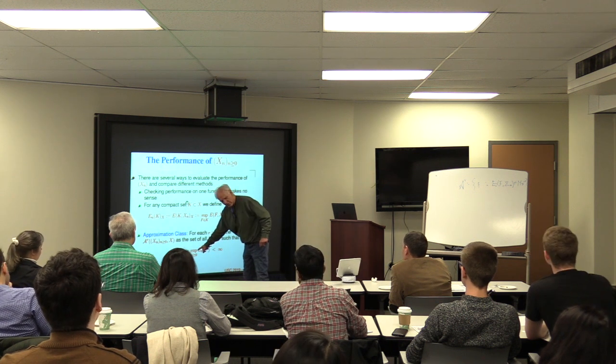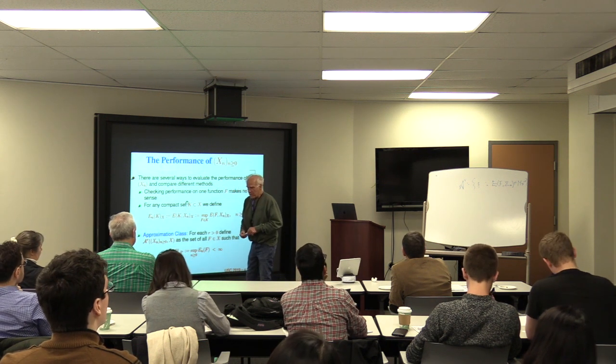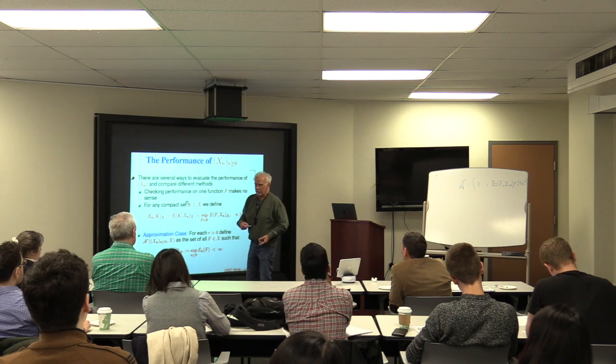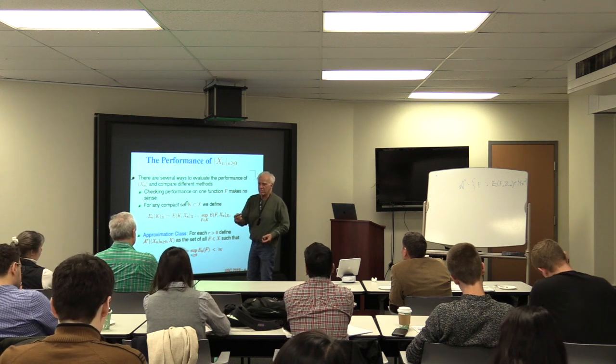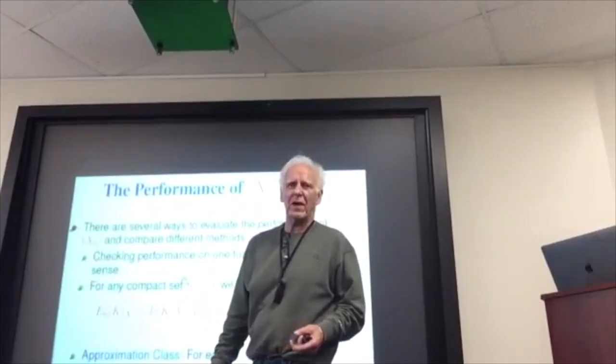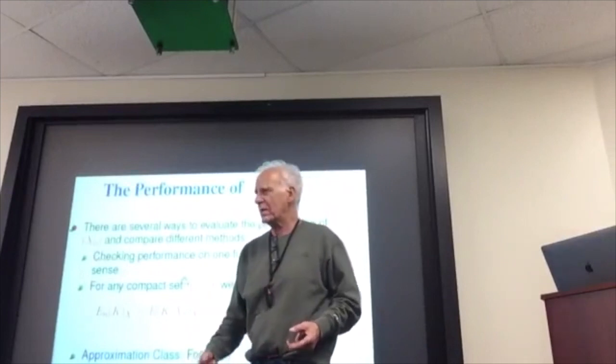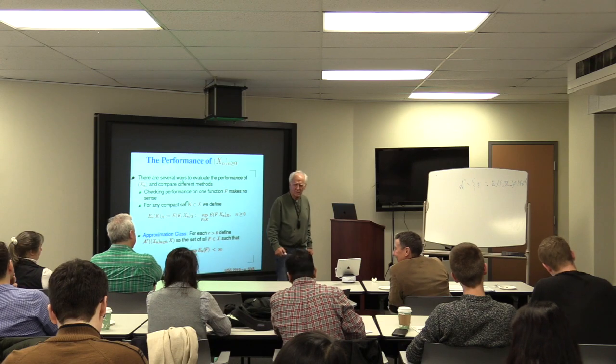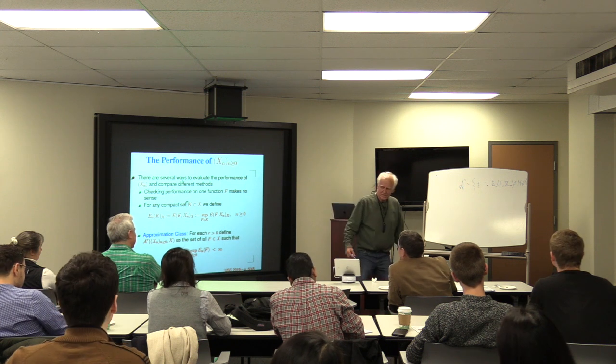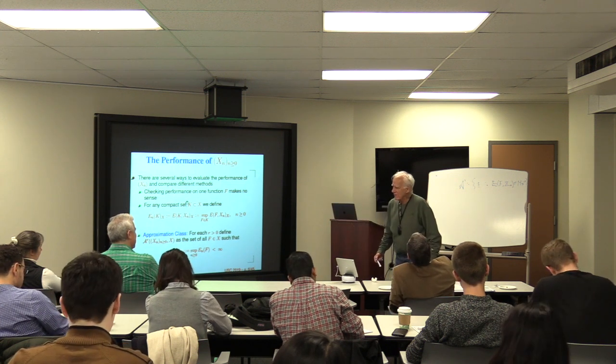They should be finite. So maybe my method performs with accuracy n to the minus 2, but Peter's performs with accuracy n to the minus 0.1, probably. That's probably what it would work out like. Then mine is clearly better, right, Peter? You agree?